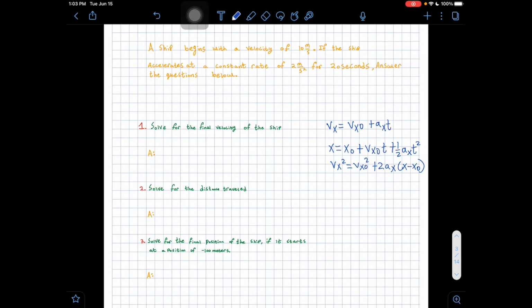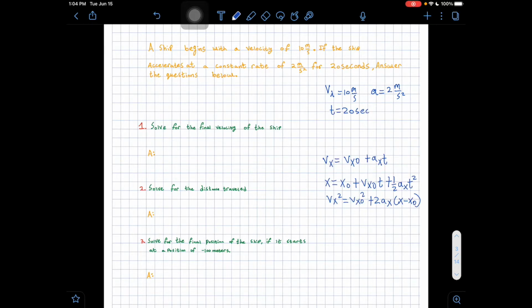Well, it says it begins with a velocity of 10 meters per second. And whenever we have an initial or beginning velocity, we're going to denote that with a v subscript i. V initial, the i is just representing initial, so we don't get confused with our final. So we know our v initial is 10 meters per second. Then we have it accelerates at a constant rate of 2 meters per second squared. So we know that our acceleration for the entire trip is 2 meters per second squared. So we know a equals 2 meters per second squared. And then finally, we know our time, which is given as 20 seconds.